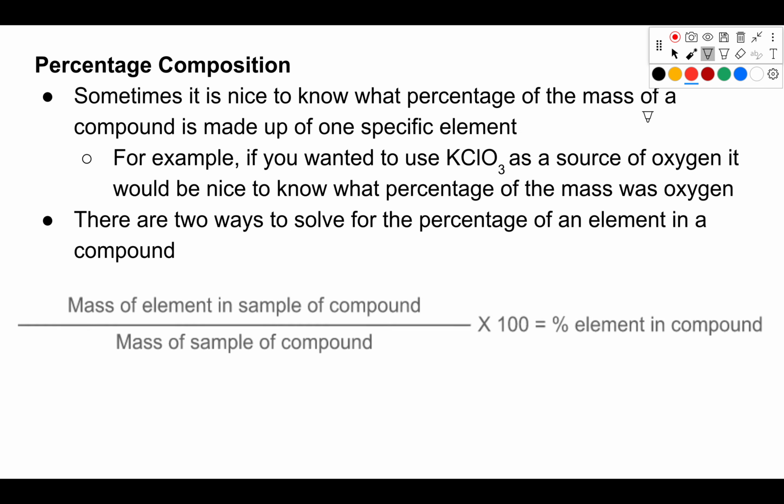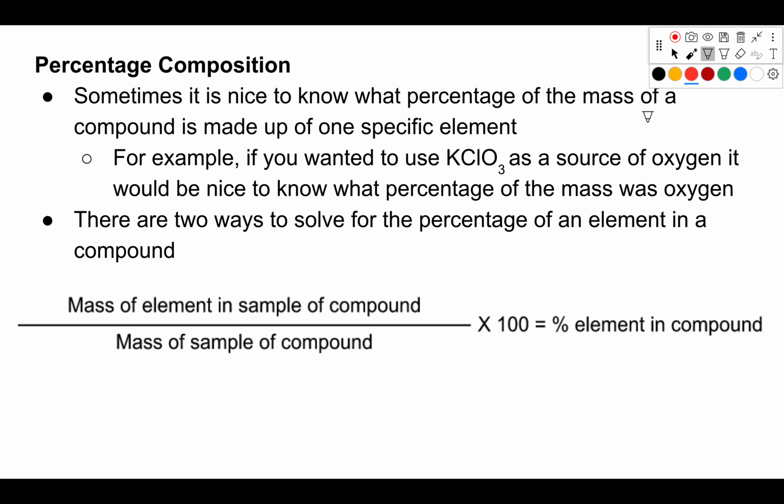The first is to take the mass of the element in a sample of a compound, so weigh the mass of the element, and divide it by the mass of the sample of a compound. This would be the same as if you were trying to find out what percentage of your trail mix was M&Ms by mass, right?